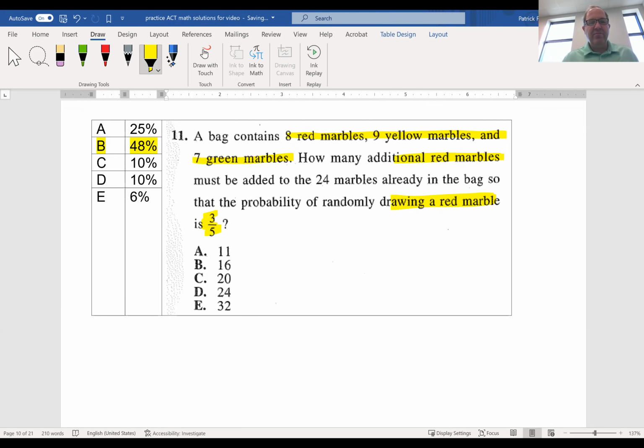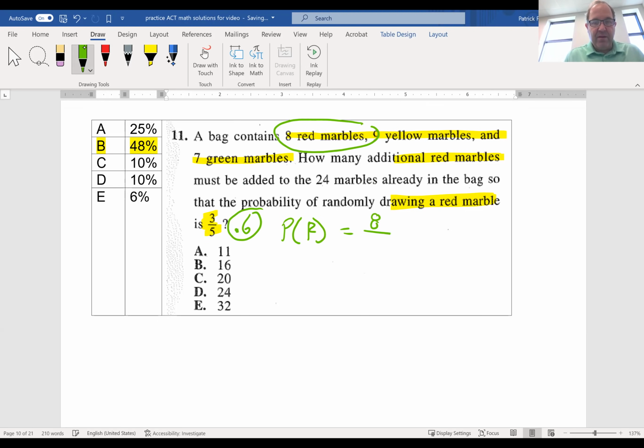There's an algebra way of doing this, but I find the non-algebra way to be much faster and more efficient. Now, 3 divided by 5 is 0.6, right? So we're trying to get the probability to 0.6. Well, right now, let's see what the probability of drawing a red marble is. Well, there's 8 red marbles out of a total of 24. And if I divide those, gosh, what do I wind up with? I didn't work that one out. 8 divided by 24. I wind up with 0.33 repeating, right?